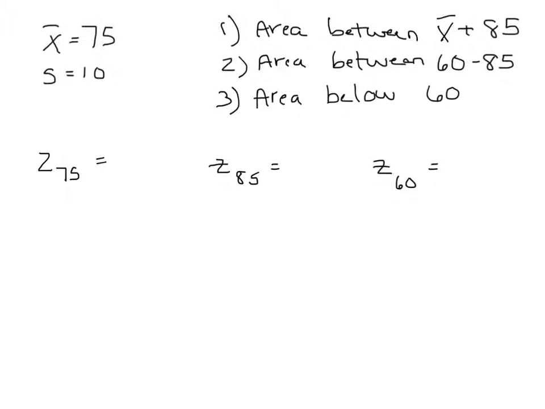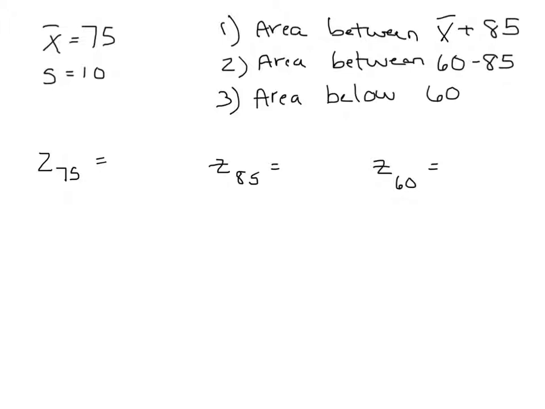Now we're going to try an example. In this example, we have a mean of 75, a standard deviation of 10, and our goal here is to find the area between the mean and 85, the area between the mean and 60, and the area below 60. And these are the probabilities that any one person would fall into that area. The first thing you want to do when figuring out the probabilities is put all of your raw scores into z-scores. So the first step is to take the 75, the 85, and the 60 and place them into z-scores.